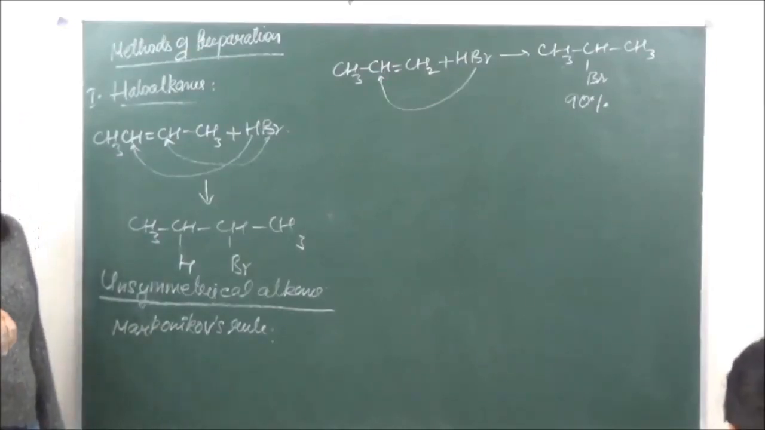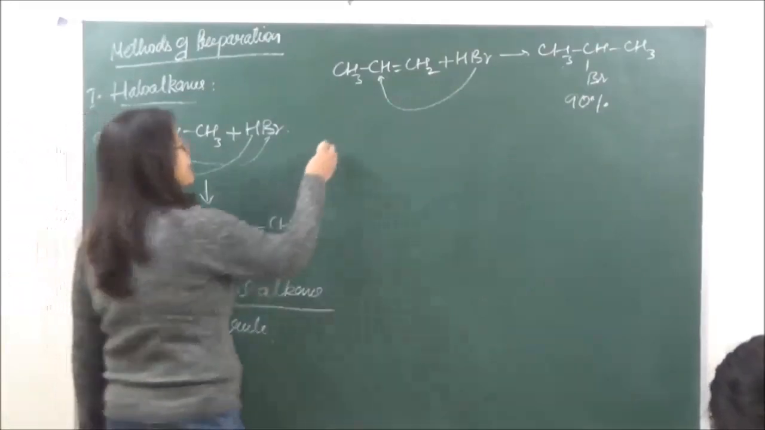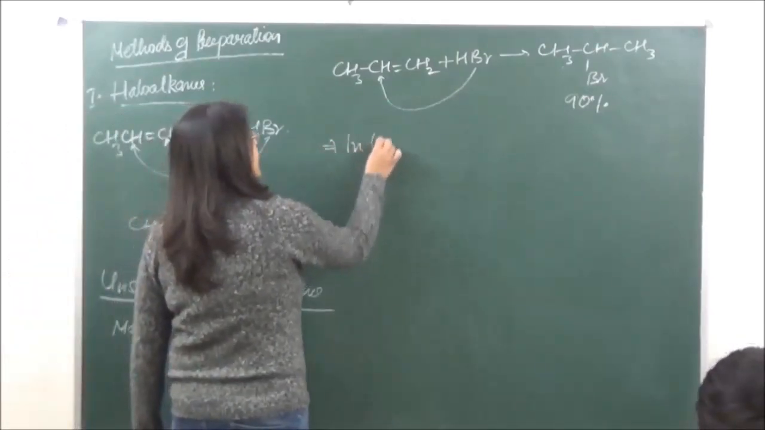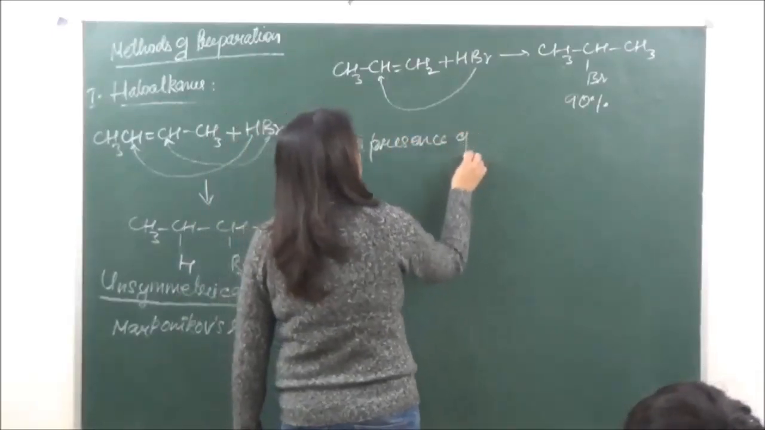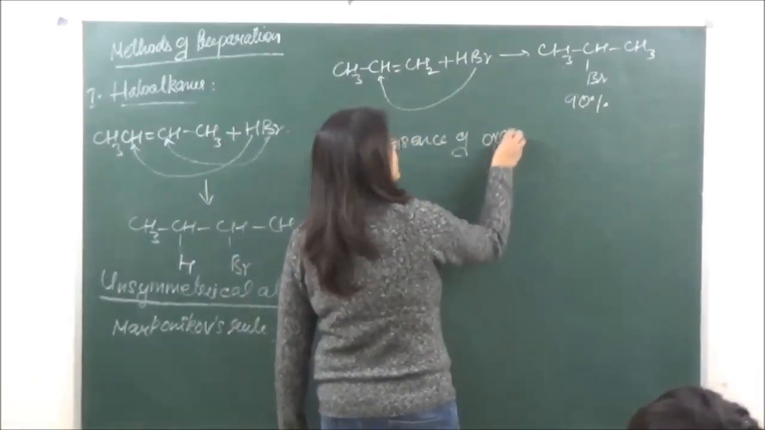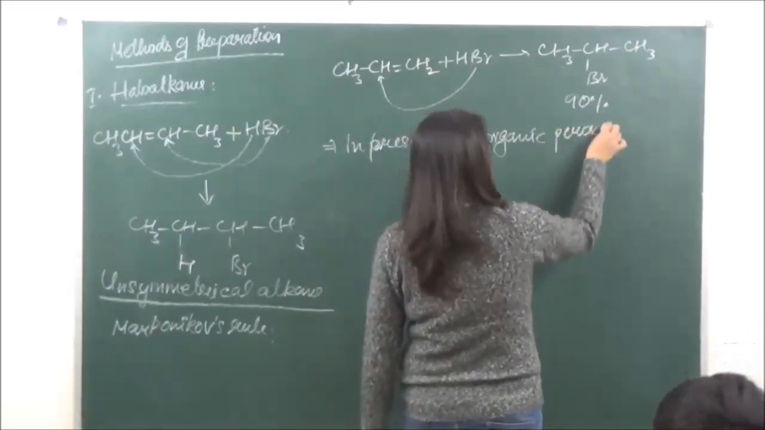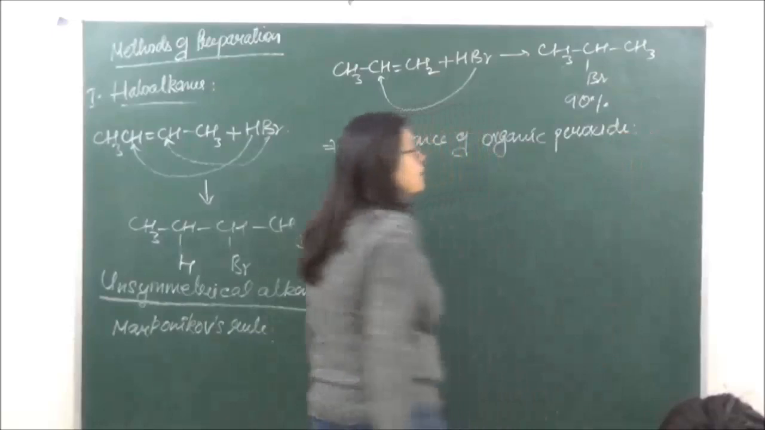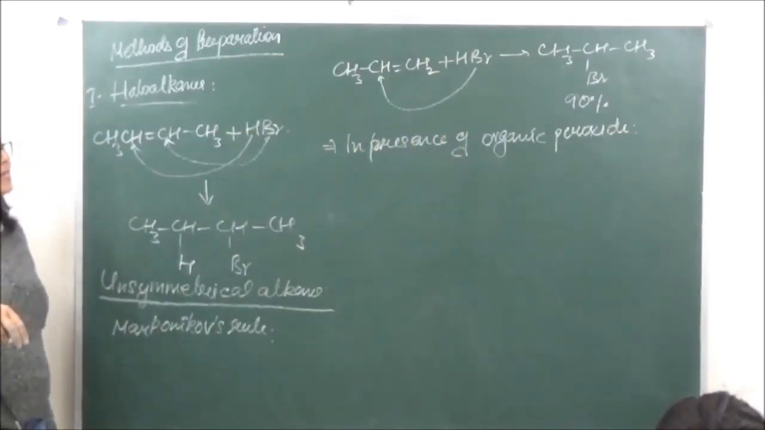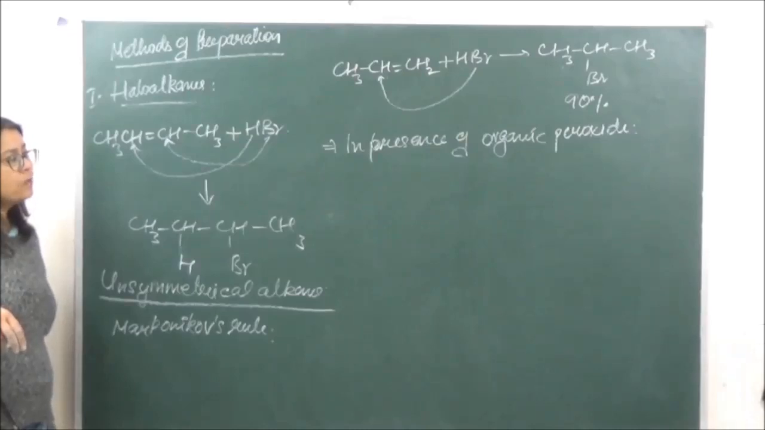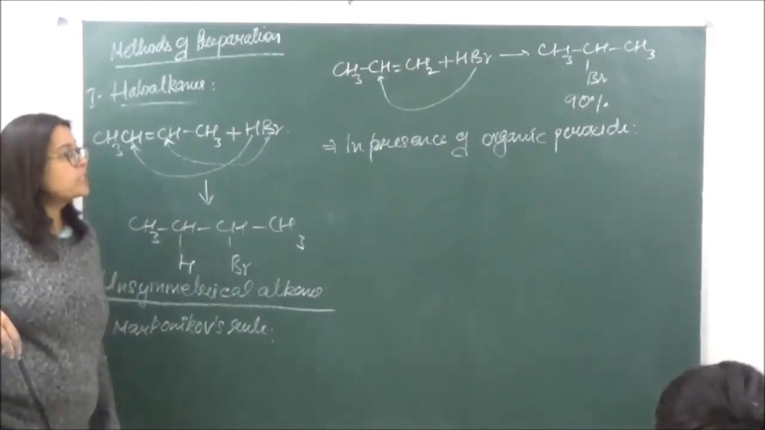Okay? फिर अगर हमारे पास एक organic peroxide है, so we say that in presence of organic peroxide, the anti-Markovnikov's rule is going to be followed. Right? So anti-Markovnikov's rule क्या बोलते हैं? इसको हम peroxide effect भी बोलते हैं, इसको हम खराश effect भी बोलते हैं.